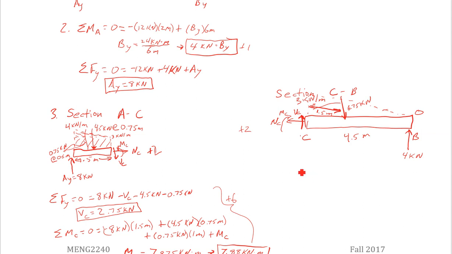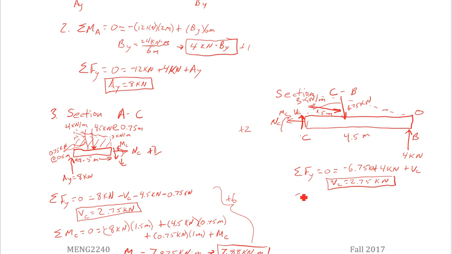So then we'll use some equations of equilibrium. Sum of the forces in y equals 0 equals negative 6.75 plus 4 kilonewtons. Drop my units there. Plus VC, that all equals 0. So as I pull that to the other side, I get 6.75 minus 4. So VC is 2.75 kilonewtons, which is the same I found the other way.